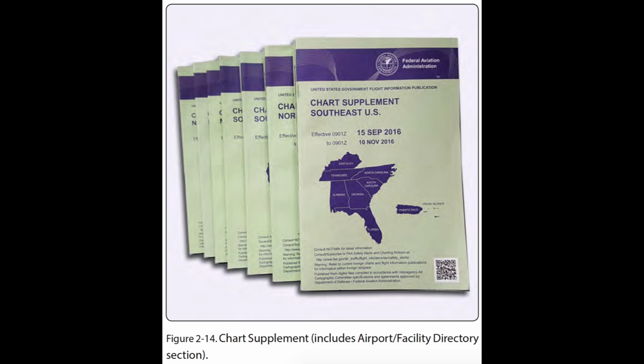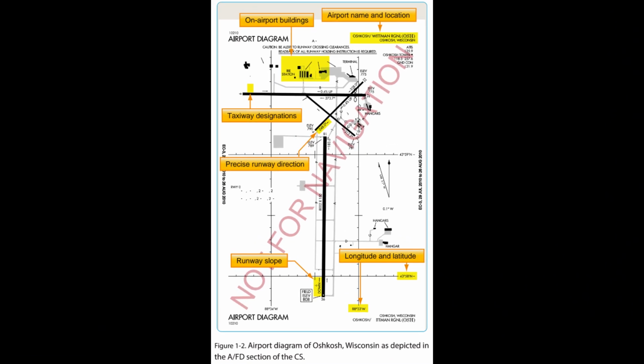The DCS and the CS are identical and provide textual and graphic information about all airports, both visual flight rules, VFR, and IFR. The Airport/Facility Directory, A/FD section of the CS includes runway length and width, runway surface, load-bearing capacity, runway slope, runway declared distances, airport services, and hazards, such as birds and reduced visibility. End of page 1-2. Figure 1.2. Airport diagram of Oshkosh, Wisconsin as depicted in the A/FD section of the CS.